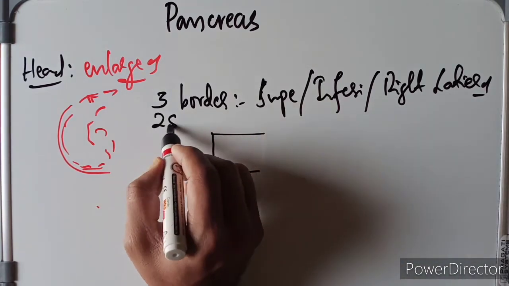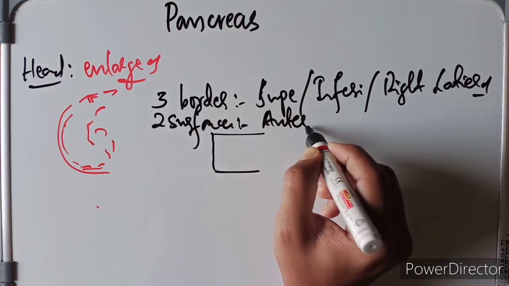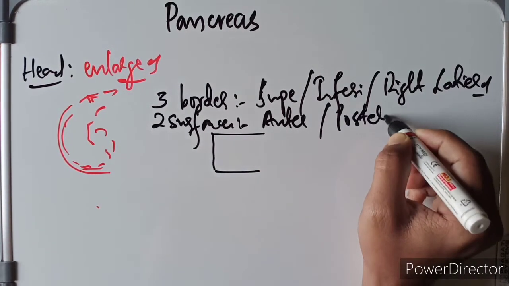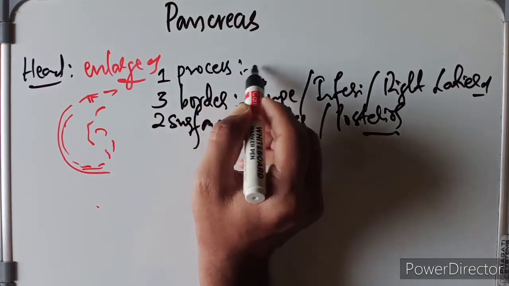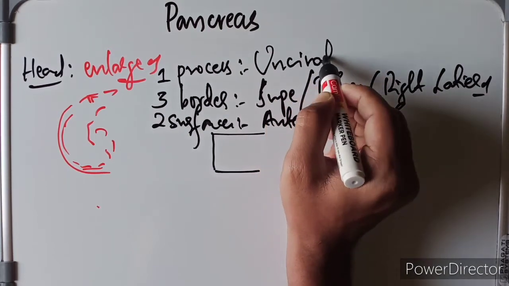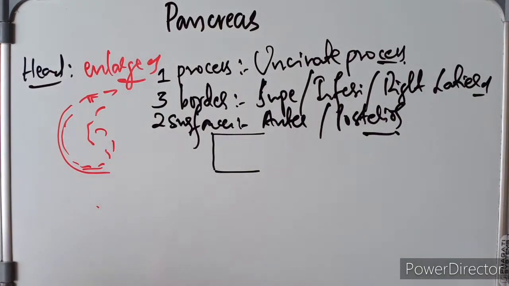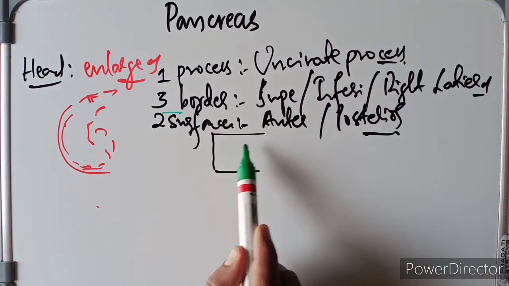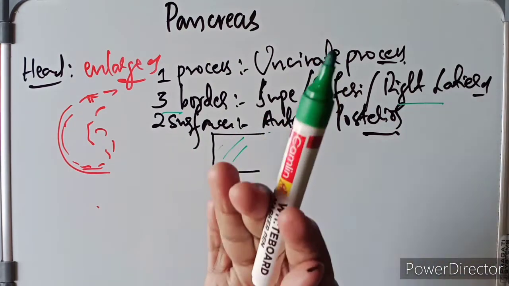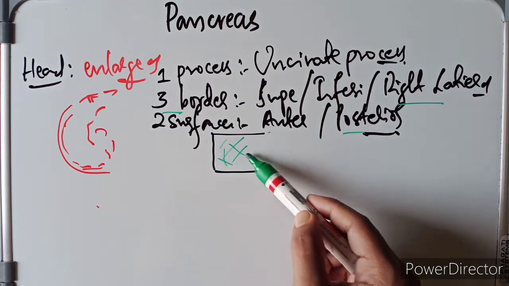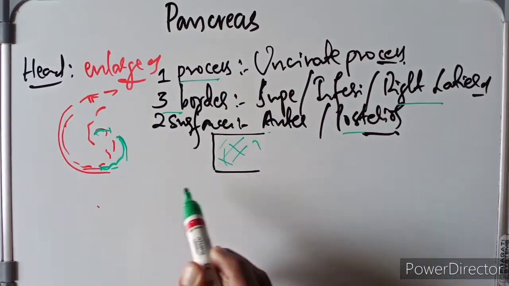Then it presents with two surfaces. What are the two surfaces? We have the anterior surface, which is facing front, and then we have the posterior surface behind it, which is facing backwards. And then we have one process, which is called the uncinate process. This is the uncinate process.